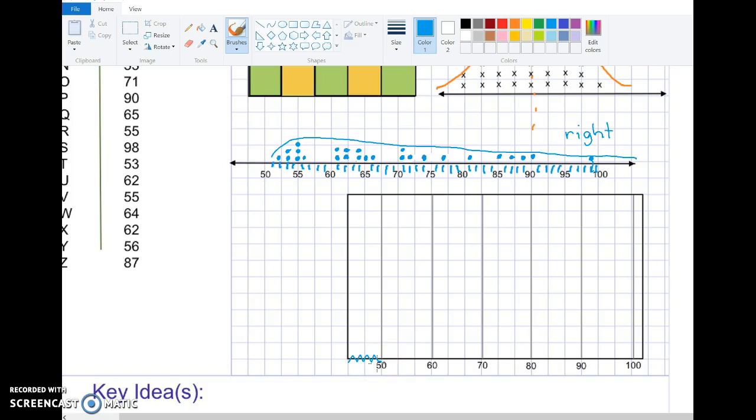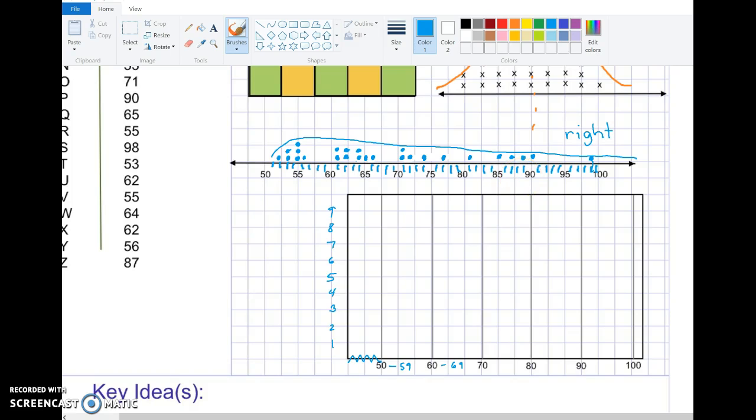All right? So see if you can take your data points and count up how many you have from 50 to 59, because 60 starts the new bin. Okay, so this is going to be 50 to 59, and then 60 to 69, 70 to 79. So see if you can create this histogram using the information from our line plot. Okay?